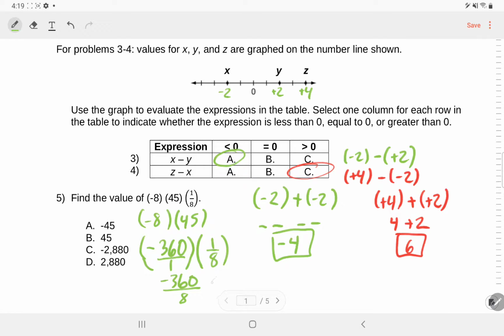So 360 divided by 8. 8 goes into 36 4 times. That's 32, and then we have a remainder of 4. So 8 goes into 40 5 times. The answer is negative 45.